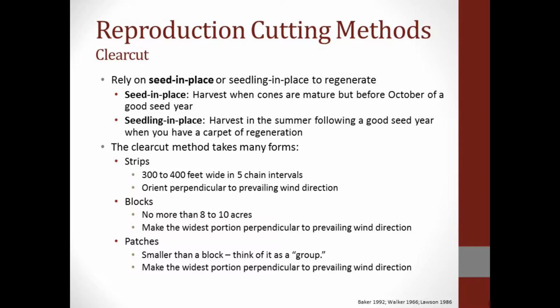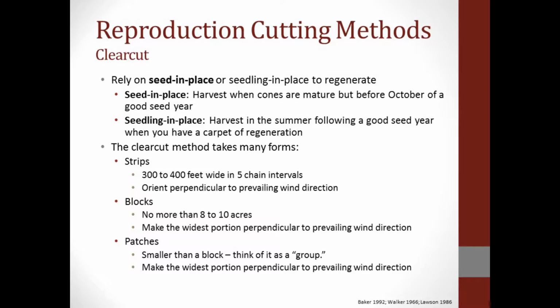These clear cuts don't necessarily have to be huge, expansive cuts either. You can use strip clear cuts, and if you're going to do strip clear cut for shortleaf pine, most of the research suggests that they need to be about 300 to 400 feet wide, spaced out in 5-chain intervals. You can't make the strips too big because of the limited seeding distance for shortleaf pine. Keep in mind, it's 300 feet in one direction, only 75 to 100 in the other. So that 300 to 400 is kind of right in line with that.